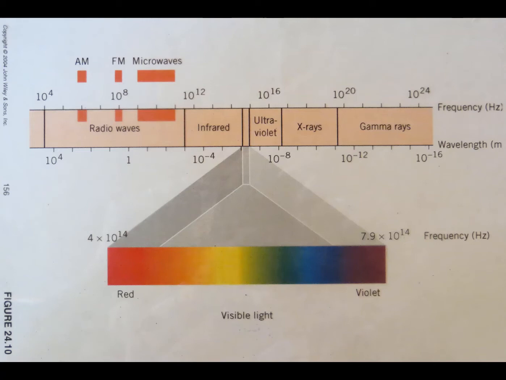However, there's a lot more of the electromagnetic spectrum than we can see. To the left, in other words, longer wavelengths, smaller frequencies. Notice that as the wavelength increases, the frequency decreases. And as wavelengths decrease, the frequencies increase.